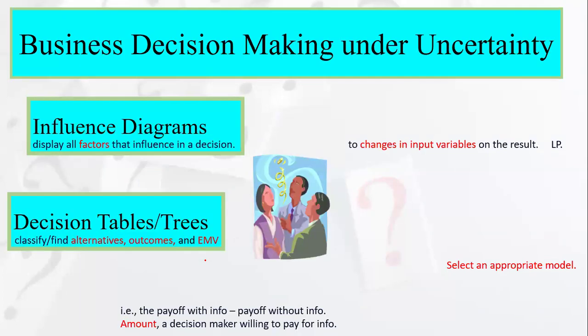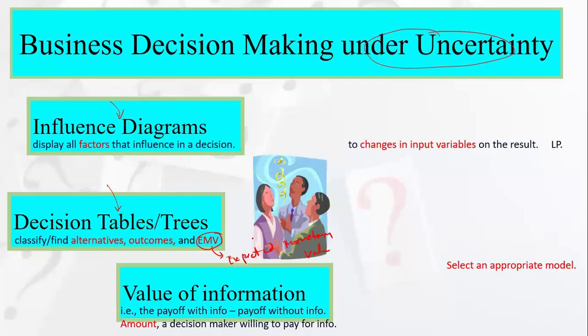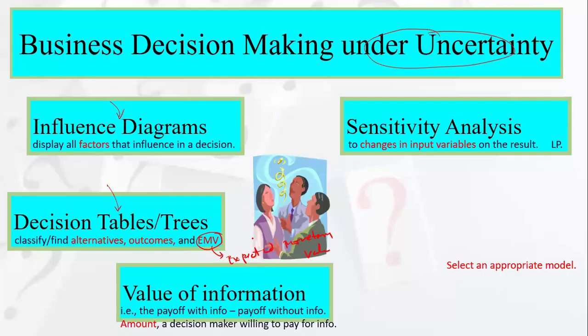So, influence diagrams. People make decisions under uncertainty. What influences a decision? On alternative outcomes, you want to put the expected monetary value. EMV means expected monetary value of a decision. And you want to really find the value of perfect information. Payoff with information, payoff without information, and the difference between them is the value of perfect information. Sensitivity analysis is like what-if analysis, like in linear programming. LP means linear programming.